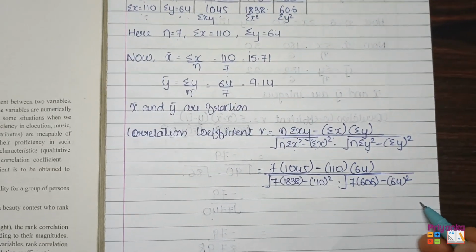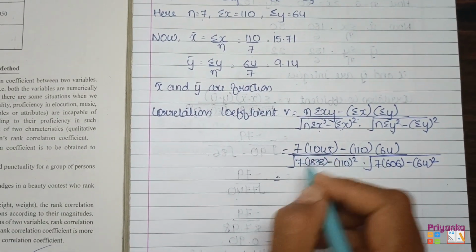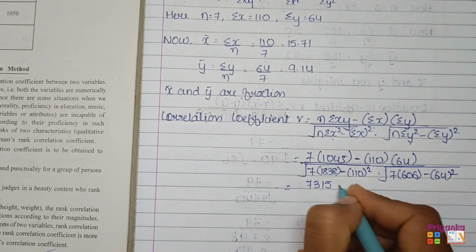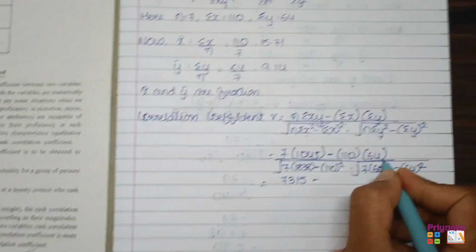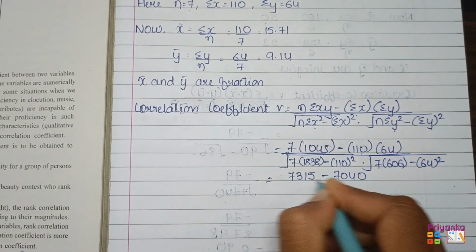So after taking all the values, let's start the calculation. First multiply: here you will get 7315. 110 multiplied by 64, you will get 7040.